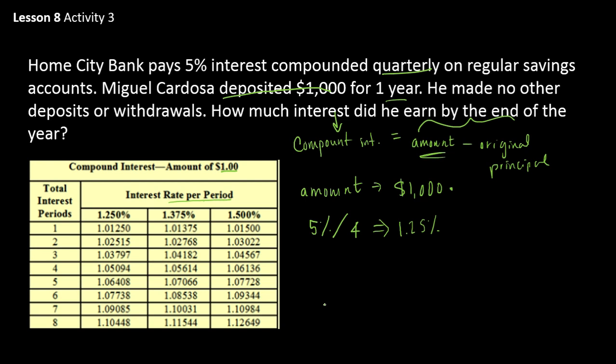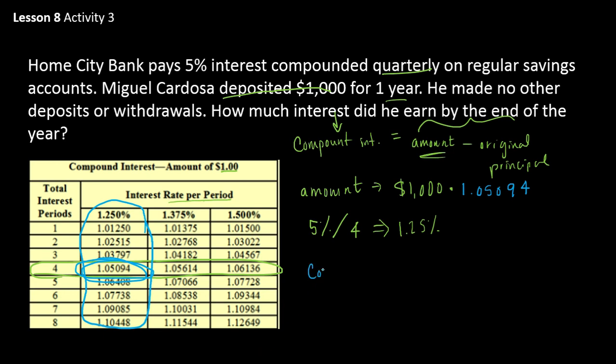And now we just read the table for 4 interest periods and for an interest rate of 1.25%, and we find where they overlap. So you'll notice that they overlap at this cell, 1.05094. So we take that number and we plug it into this equation. Amount equals 1,000 times 1.05094. So again, this is our multiplier.